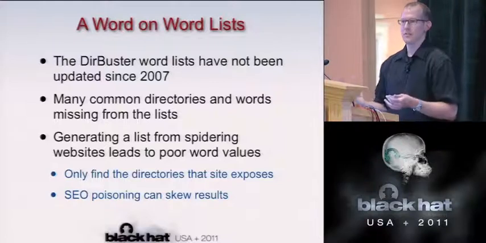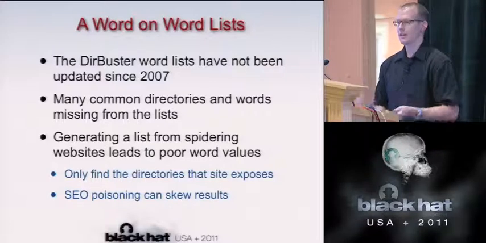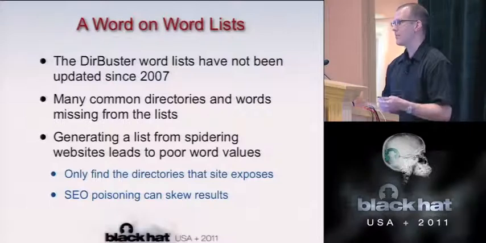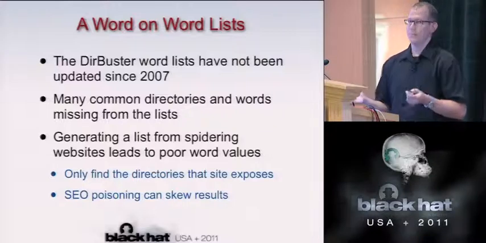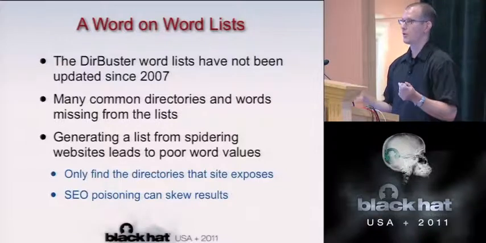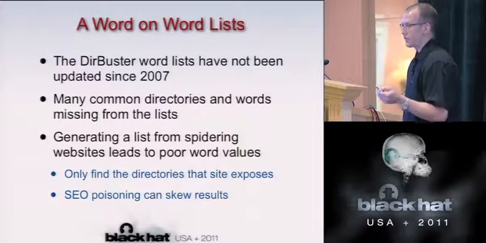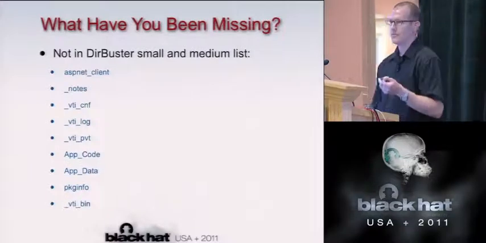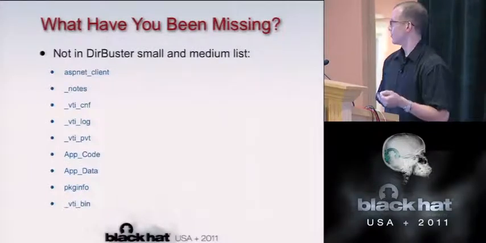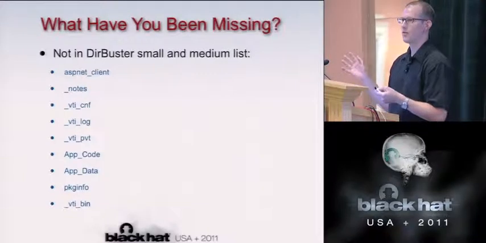And we started looking at this, and we said, wow, there are a lot of common things that we see when we do assessments that just aren't in those word lists. And those are pretty much the only word lists that when we talk to people, they're using. So that was like, whoa, that's a really big red flag. So here are some of the common items that aren't in those DirBuster small and medium lists. I mean, some of them are in the big list, but that's like over 1 million entries.